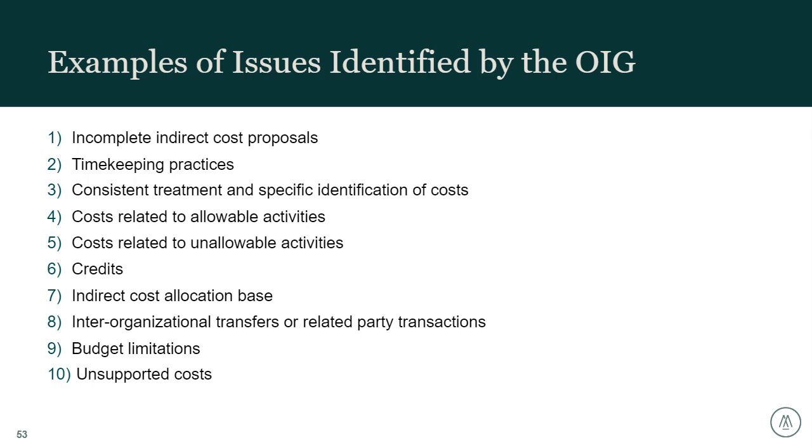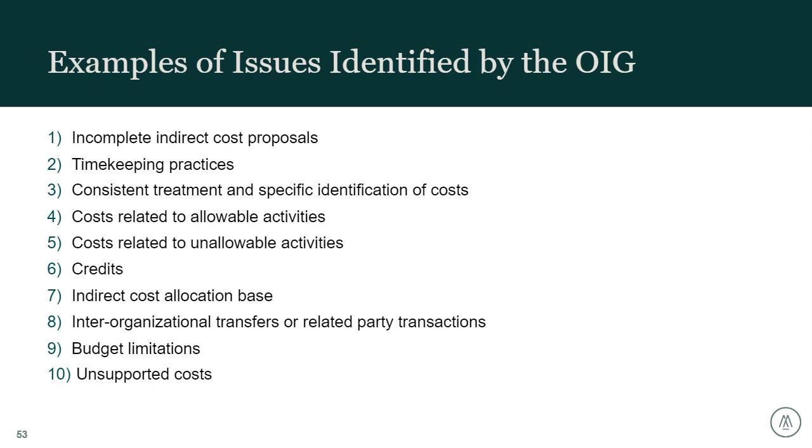And then consistent treatment and specific identification of costs. To be allowable under the grants, costs must be treated consistently on all programs of the organization. The OIG audits, if you look at the reports, have disclosed numerous instances in which organizations have charged grants or contracts, either directly or indirectly, and they really haven't been able to say that those costs are correct.